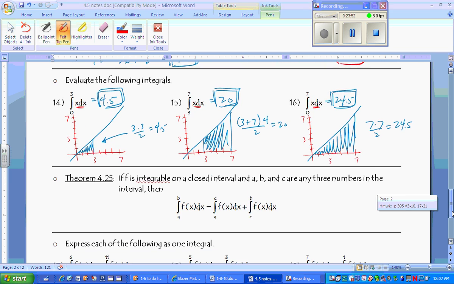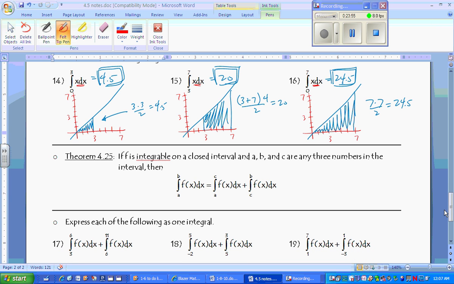And that kind of proves this next part here, theorem 4.25, that if f is integrable on a closed interval and a, b, and c are any three numbers in the interval, then the definite integral from a to b of f of x dx is equal to the definite integral from a to c of f of x dx plus c to b. So as long as these two are the same, then this definite integral is equal to the sum of these two definite integrals.